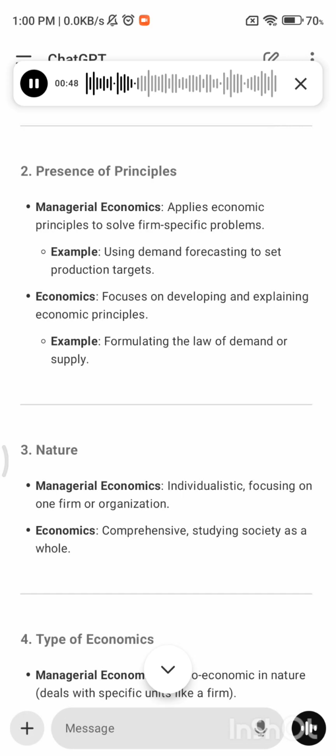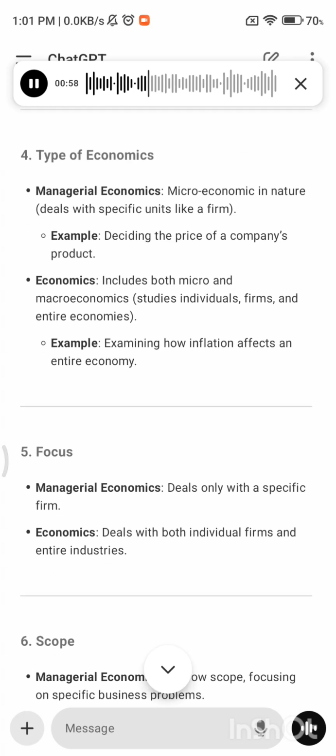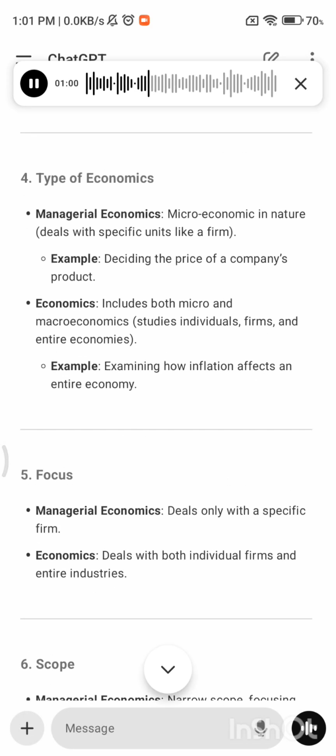3. Nature. Managerial economics is individualistic, focusing on one firm or organization. Economics is comprehensive, studying society as a whole. 4. Type of economics. Managerial economics is microeconomic in nature, dealing with specific units like a firm. Example, deciding the price of a company's product. Economics includes both micro and macroeconomics, studying individuals, firms, and entire economies. Example, examining how inflation affects an entire economy.